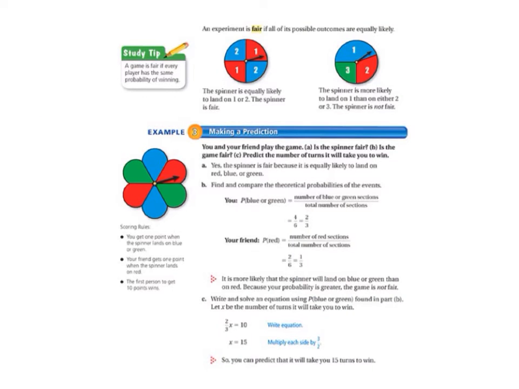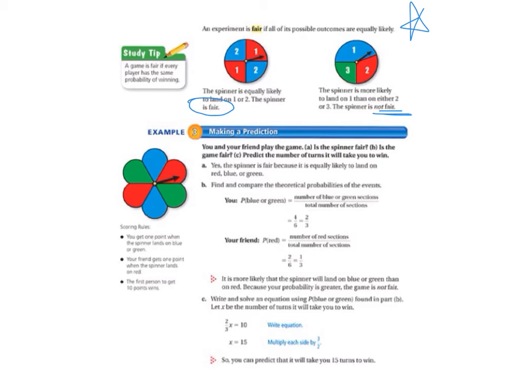Here's a reminder of one of your vocabulary words. An experiment is fair if all of its possible outcomes are equally likely. So there are 2 spinners. The first spinner is equally likely to land on a 1 or a 2, so the spinner is fair. And the second spinner is more likely to land on 1 than on either 2 or 3, so the spinner is not fair.